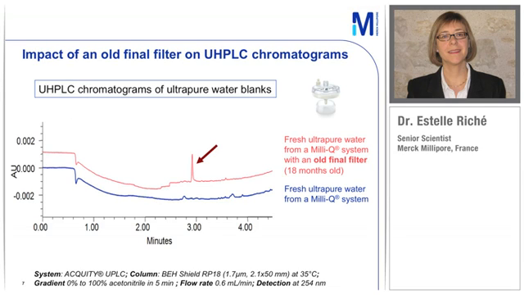So just as an example of the impact of not changing filters on time, this is about the final filter, the 0.2 micron filter that is usually placed at the very end of a water purification system. What is shown here is a UHPLC chromatogram. The red line is what happens when an older filter is kept on the system. And as you can see here, there is an unknown peak that appears at about 3 minutes on the UPLC. However, if the same user changes his final filter and uses a new one, then the baseline becomes of much higher quality. So really it's important to be sure to change filters and packs on time.